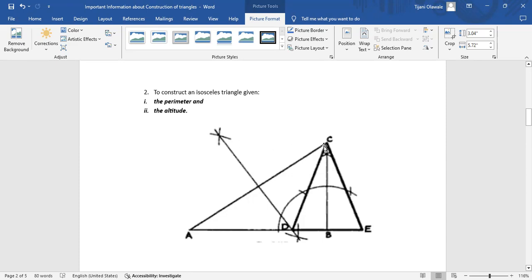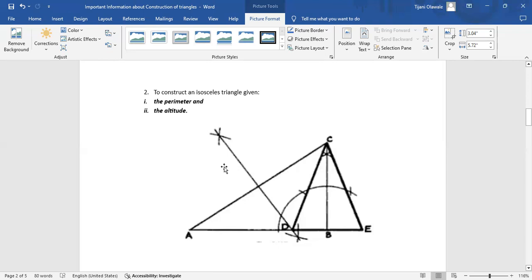Then you connect AC together. You draw a line from A to C. Then you bisect line AC. When you bisect line AC, as we can see here, the bisector touches line AB at this point D here. The next thing you need to do is to take the distance BD, then you make an arc on the extension of the line. That will give you point E. So connecting CD and CE together gives us the isosceles triangle that we are given its perimeter and its altitude.